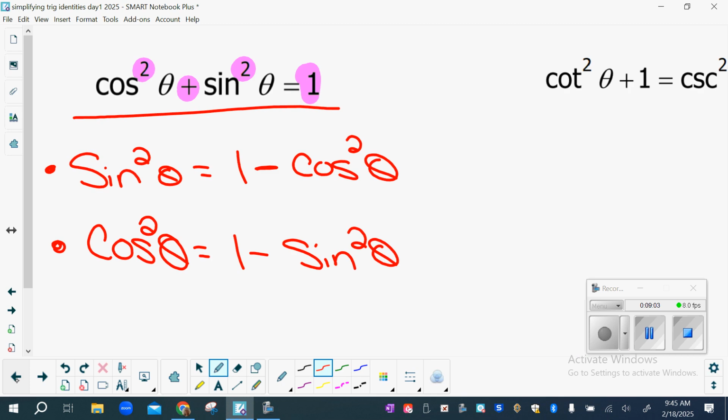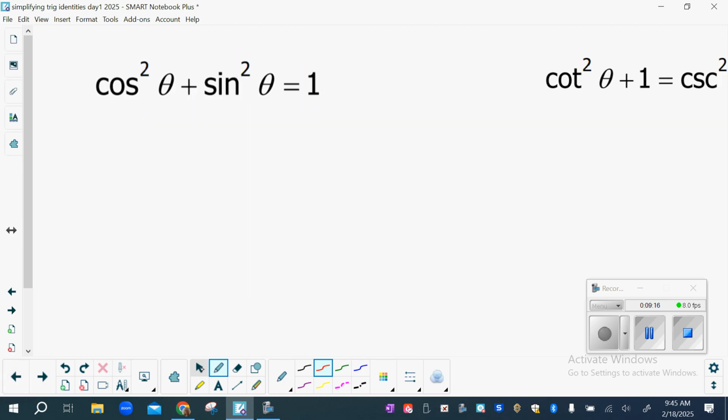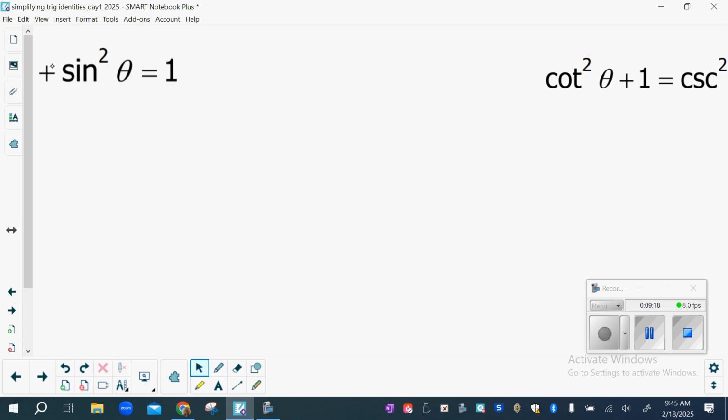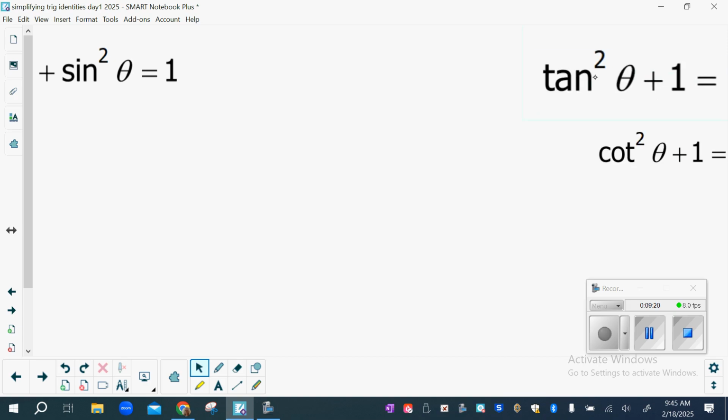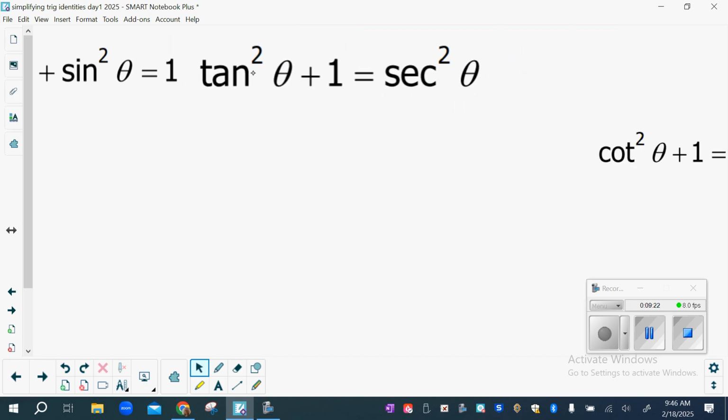Are we good with the first row? Sine squared, cosine squared, 1, big deal. Are we good? Okay. Moving on to your next column. Are you ready? I am going to get rid of this. I am going to get rid of this. Here comes our next one. Our next one is this right there.